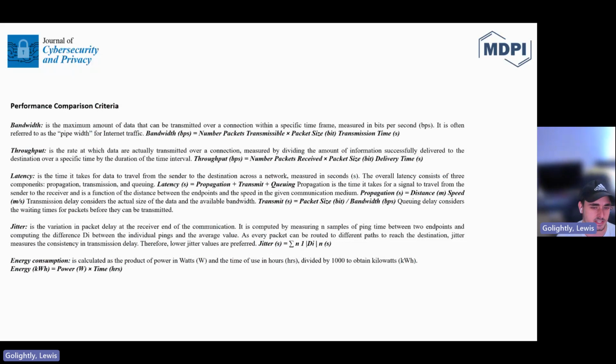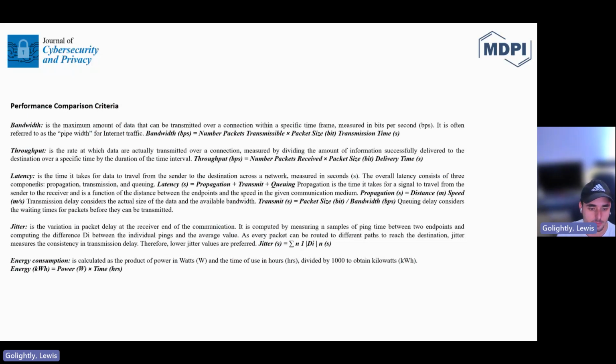Latency is the time it takes for data to travel from the sender to the destination across the network, measured in seconds. The overall latency consists of three components: propagation, transmission, and queuing. Propagation is the time it takes for the signal to travel from the sender to the receiver, and is a function of the distance between the endpoints and the speed in a given communication medium. Transmission is the delay that considers the actual size of data relative to the bandwidth. And queuing delay considers the time packets spend waiting before they can be transmitted.